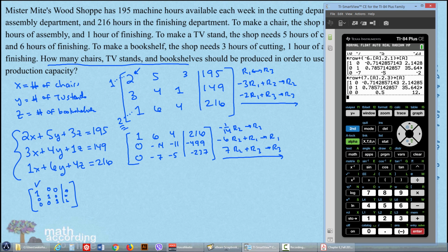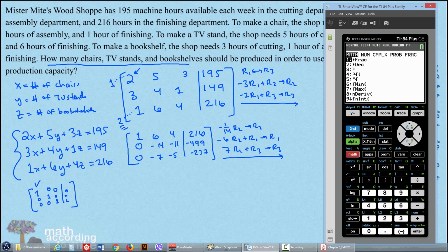So hopefully you still see 1, 0, 0 for the first column, 0, 1, 0 for the second column. And now it looks insane. Well, if you hit math, arrow frac, that black arrow means convert, so convert to fraction. Then we get a very nice looking, sure, matrix.